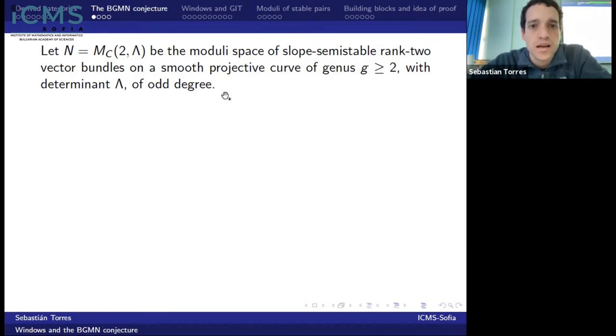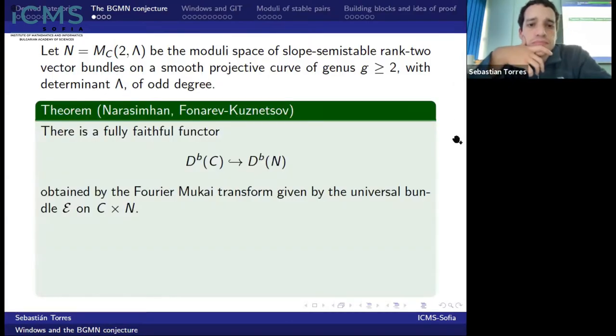So let me fix a curve of genus at least 2. And let me fix also a line bundle of odd degree. And I'm going to consider the space of stable bundles of rank 2 over this curve C, with this fixed determinant. For example, you can always embed the derived category of the curve into that of this moduli space. That can always be done. Fantechi and Kuznetsov showed it for a general curve, and Narasimhan actually showed it for any curve of genus at least 2. And the way you do it, it's this Fourier-Mukai transform given by the universal bundle.